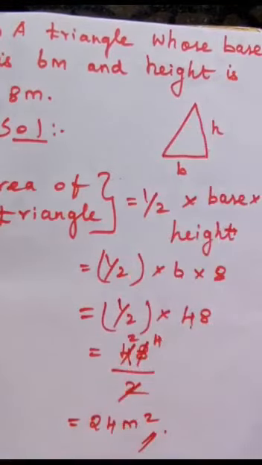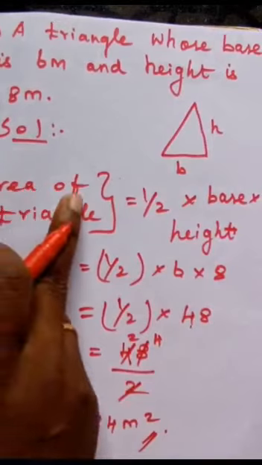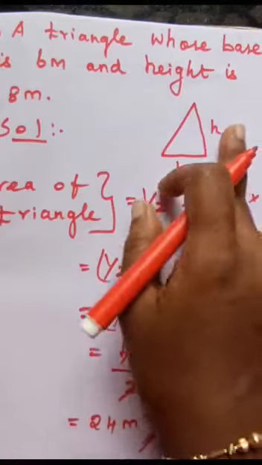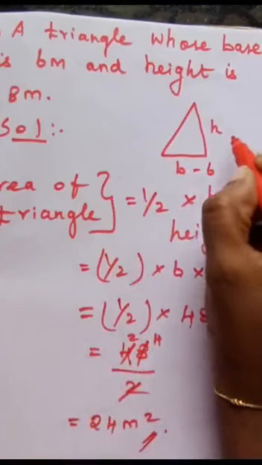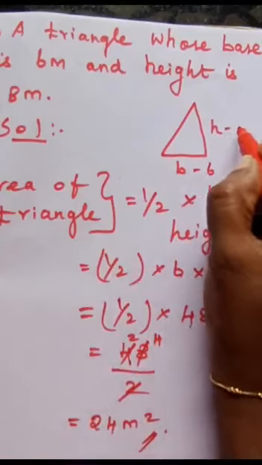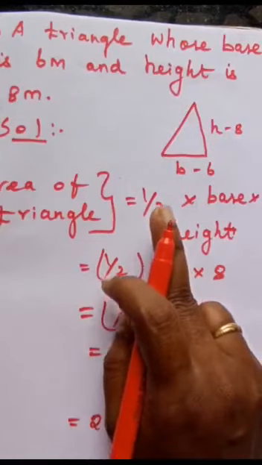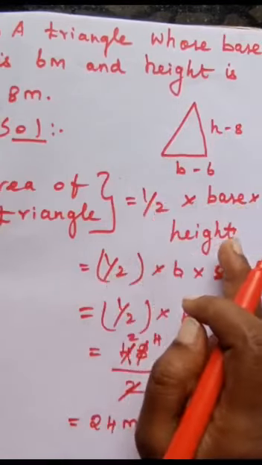Once again I repeat, the question is given. What we have to find is area of triangle. We have to draw the diagram. You know the base and height value is also given. What is the value of base? It is 6 and the height is 8. Okay, you know the formula. Area of triangle is what? Half into base into height.